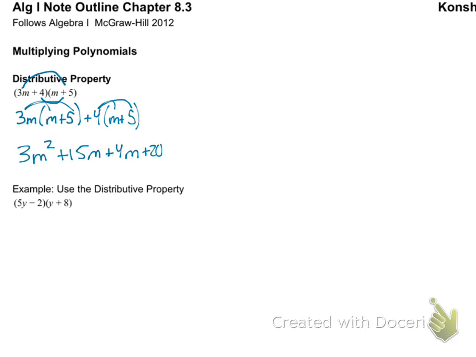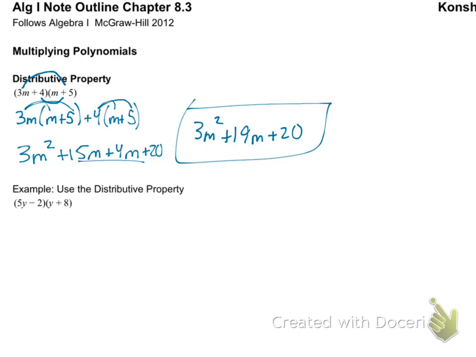It's already kind of in standard form, as highest to lowest, just that you should see 15m plus 4m would end up leading us to 19. So plus 19m plus 20. There's our answer. Does anybody know what the name of that type of problem is, or polynomial? Starts with a Q. Quadratic.